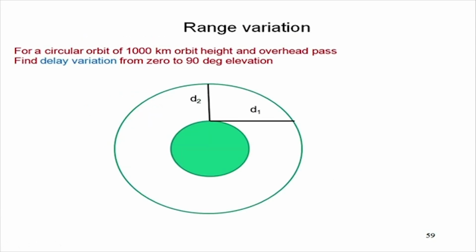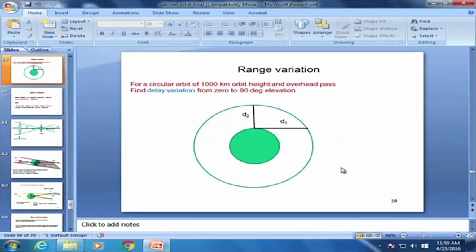So we have seen how the orbit moves and the perturbations. We stop here and will continue in the next session about further effects of the orbit on the communication system. Thank you.